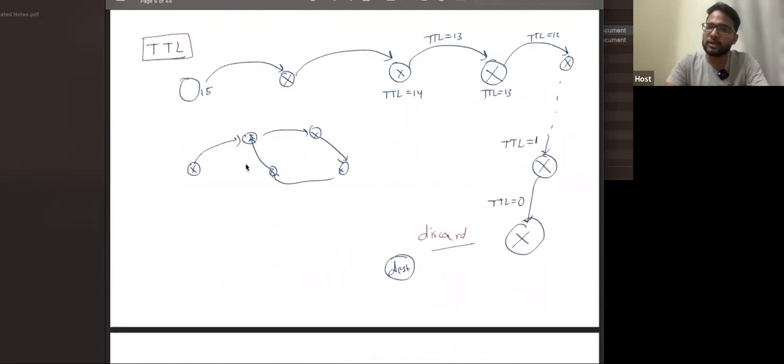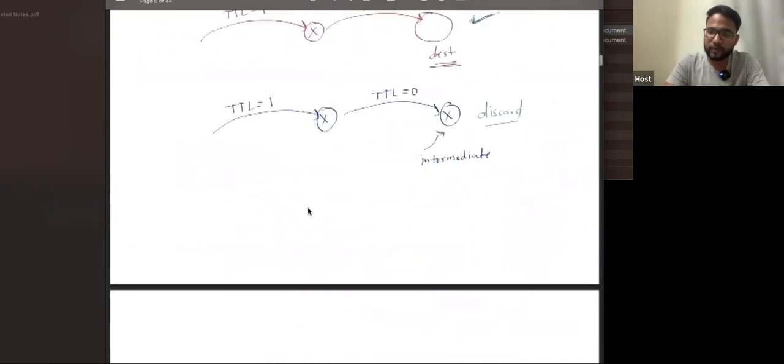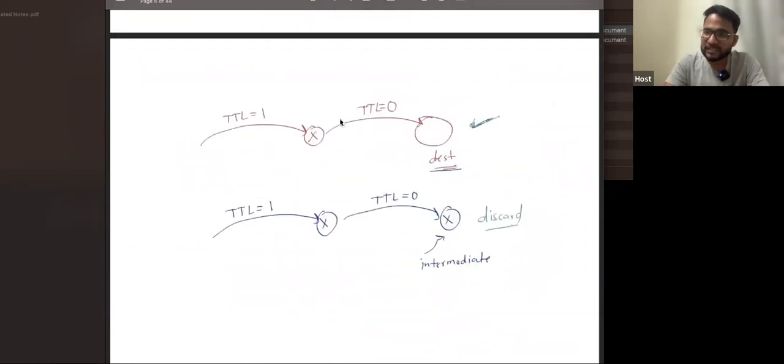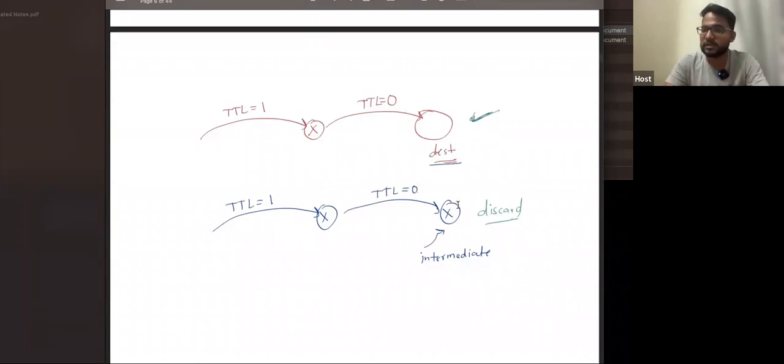Why do we use TTL? So that packets do not get into loops. If the destination receives a packet with TTL 0, then it is okay. But if an intermediate router receives a packet with TTL 0, it will discard it, because it would have to forward the packet and the TTL would become negative, which is not allowed.